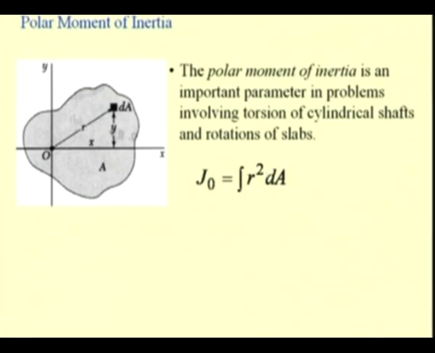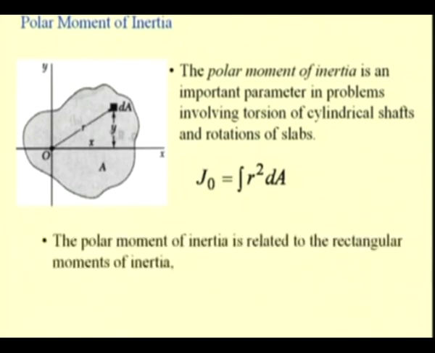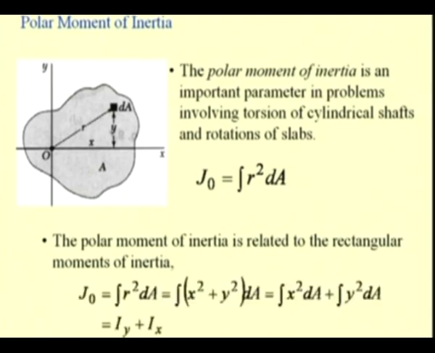Now, from geometry we know that r, x and y are nothing but sides of a right angle triangle. So, we have r square as x square plus y square. So, the polar moment of inertia can be related to the rectangular moments of inertia by substituting r square as x square plus y square in the integration, and we find that this is equal to integral x square dA plus integral y square dA, which is nothing but the second moment of the area with respect to y and the second moment of the area with respect to x.